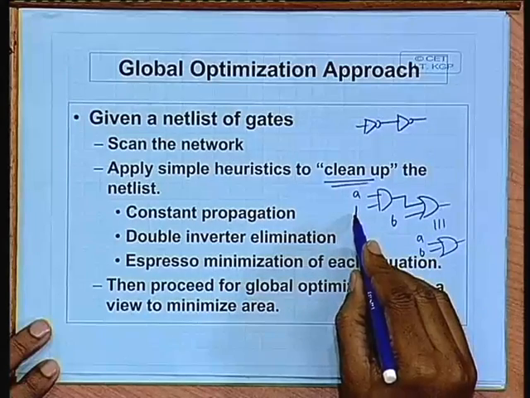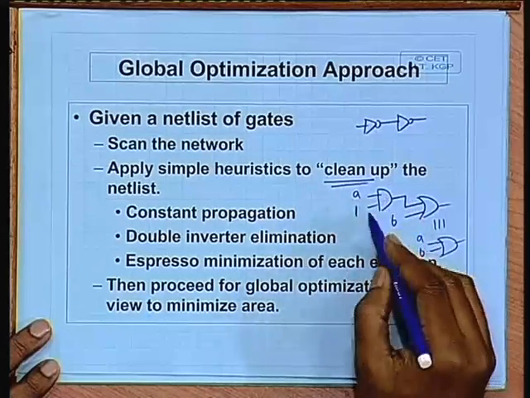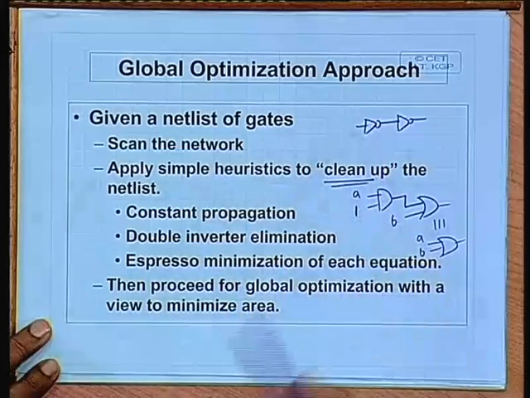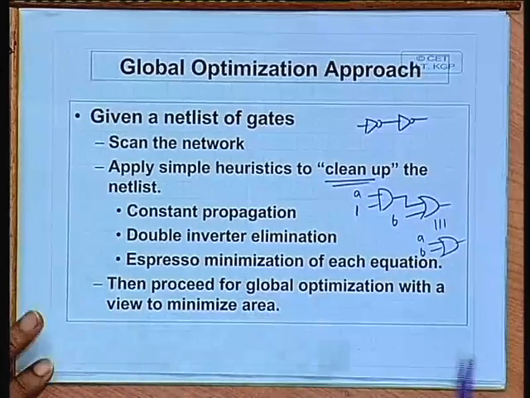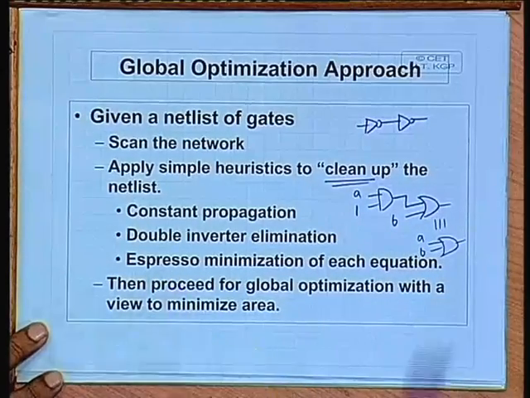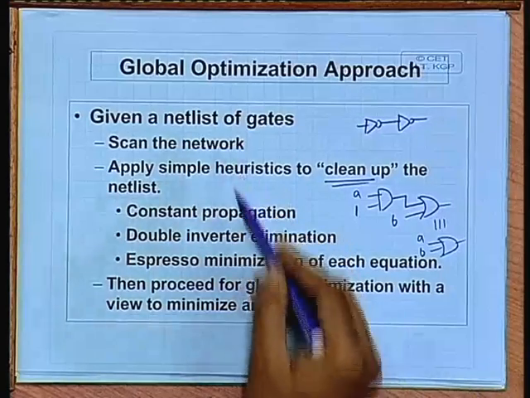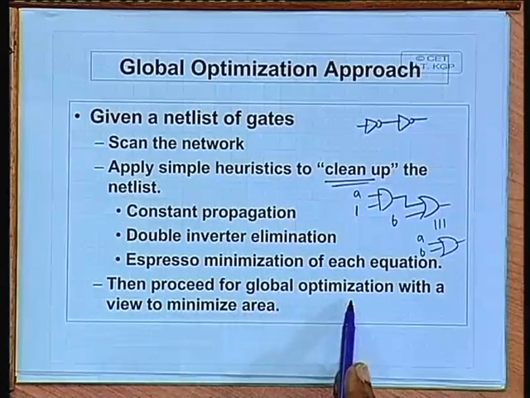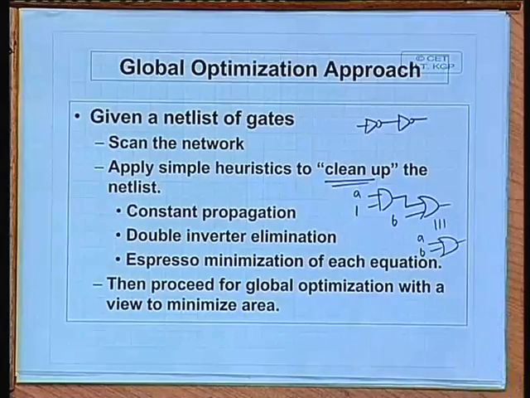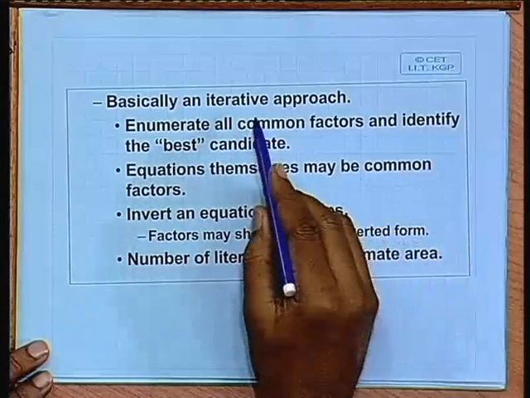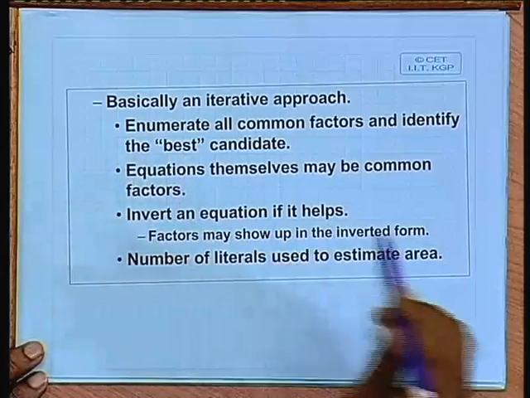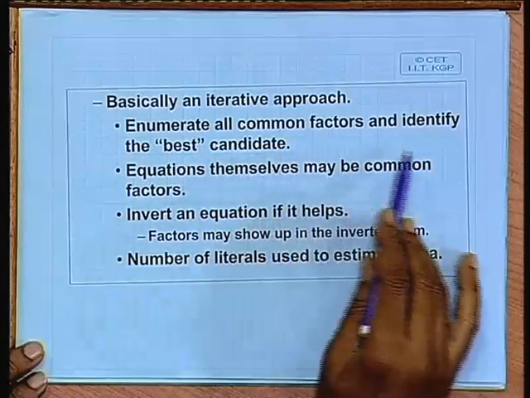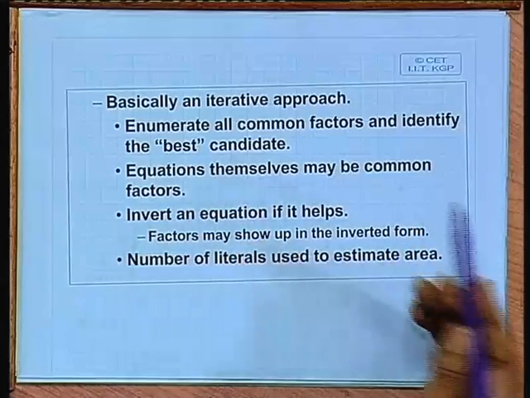This propagates the value of A here directly, so this gate is eliminated. Double invert elimination I already mentioned, and for each equation which you get for the subcircuits, you use espresso for further optimization, because espresso is known to work well there. After doing this you proceed to global optimization by using factoring and other things, which is similar to Socrates. So this is also an iterative approach. You just eliminate the common factors, identify the basic candidates, etc.